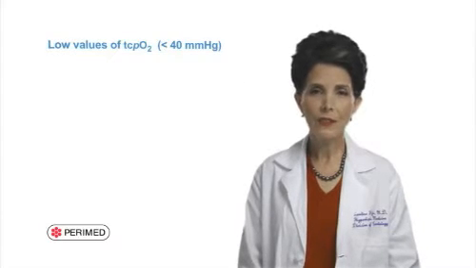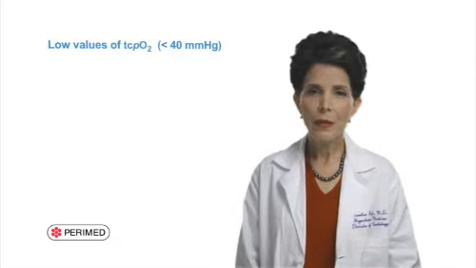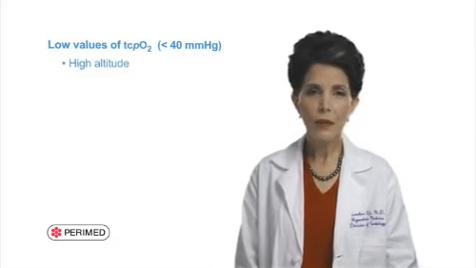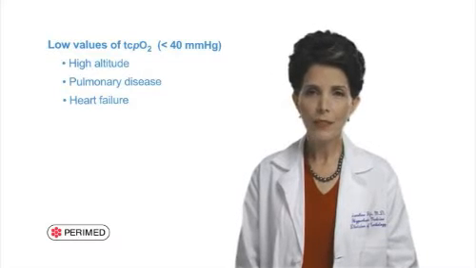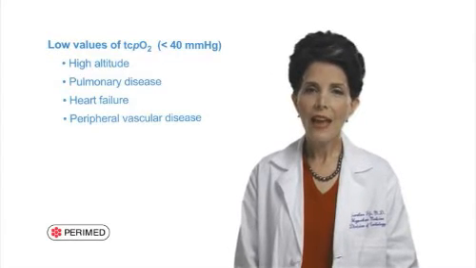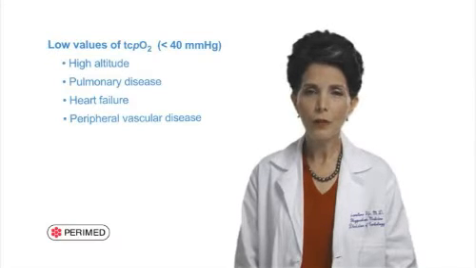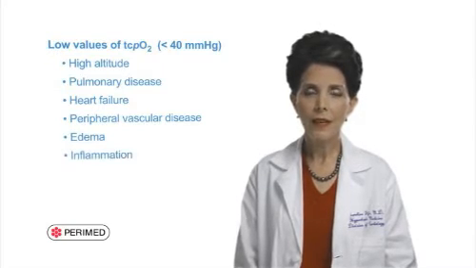But it is important to know that a low value could have other causes besides vascular disease. For example, the patient's inspired PO2 could be low, perhaps because they live at altitude, or their arterial PO2 could be low due to pulmonary disease. They might have a poor oxygen delivery mechanism due to heart failure or peripheral vascular disease. Or lastly, they may have a barrier to oxygen diffusion to the electrode due to edema or inflammation. A best practice suggestion is to check the patient's oxygen saturation using pulse oximetry to ensure that arterial hypoxemia is not the reason for a low TCPO2 reading.